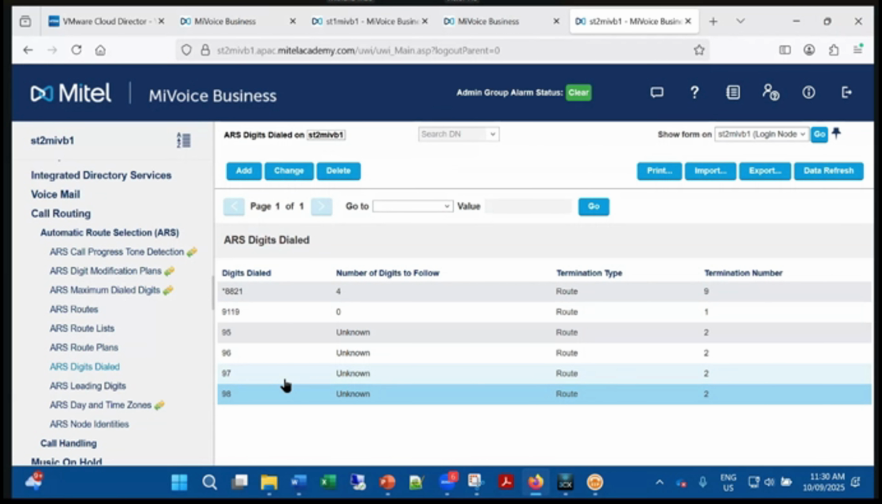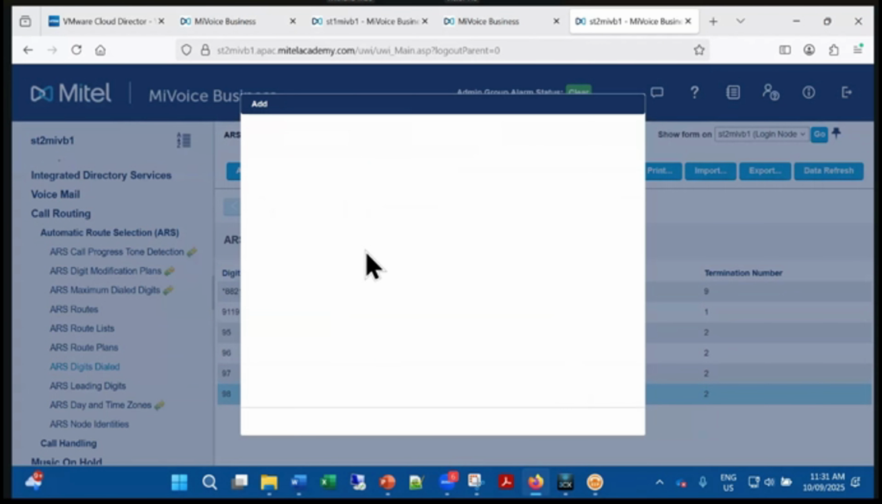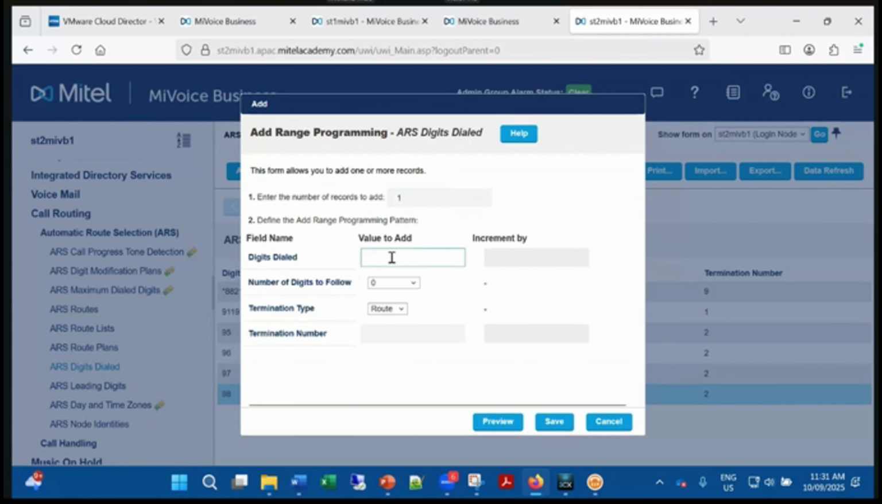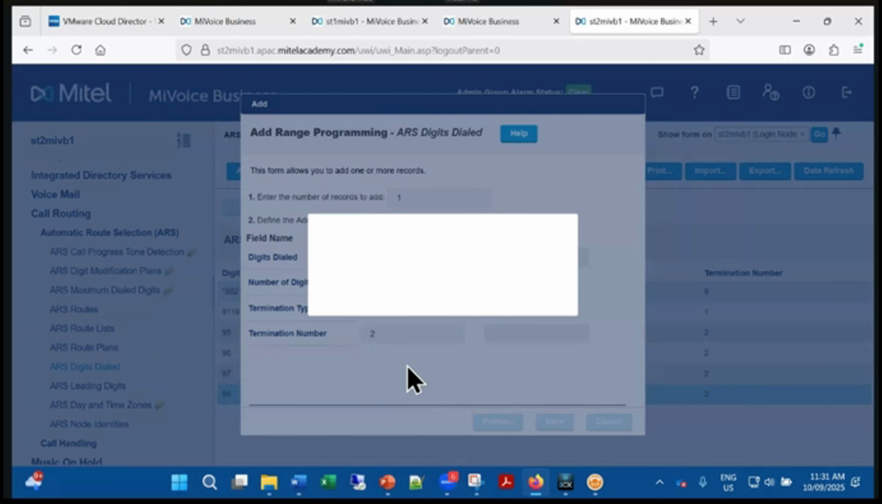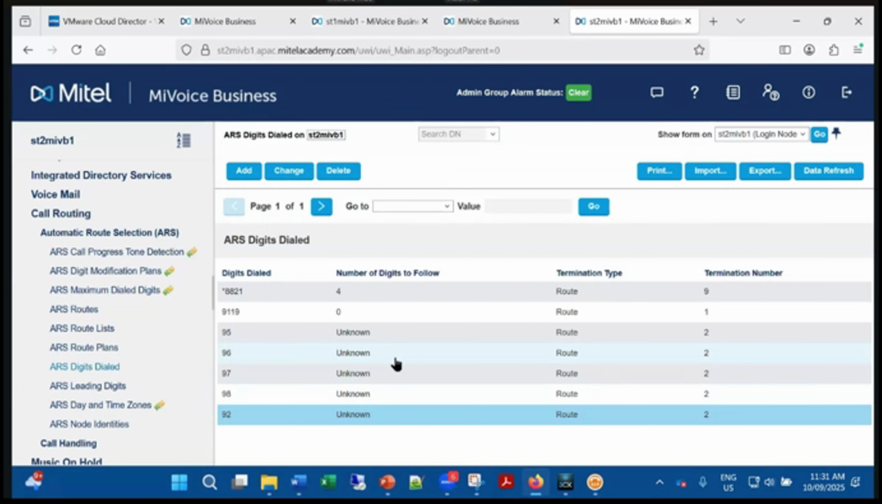Then I just have to program the 92. So add 1 digit, 92, unknown, route 2. Okay.